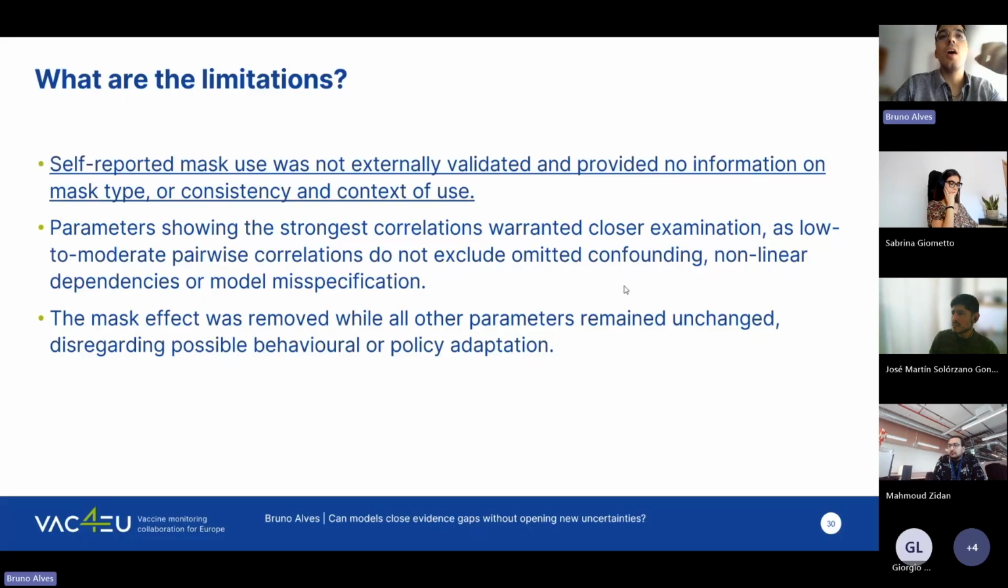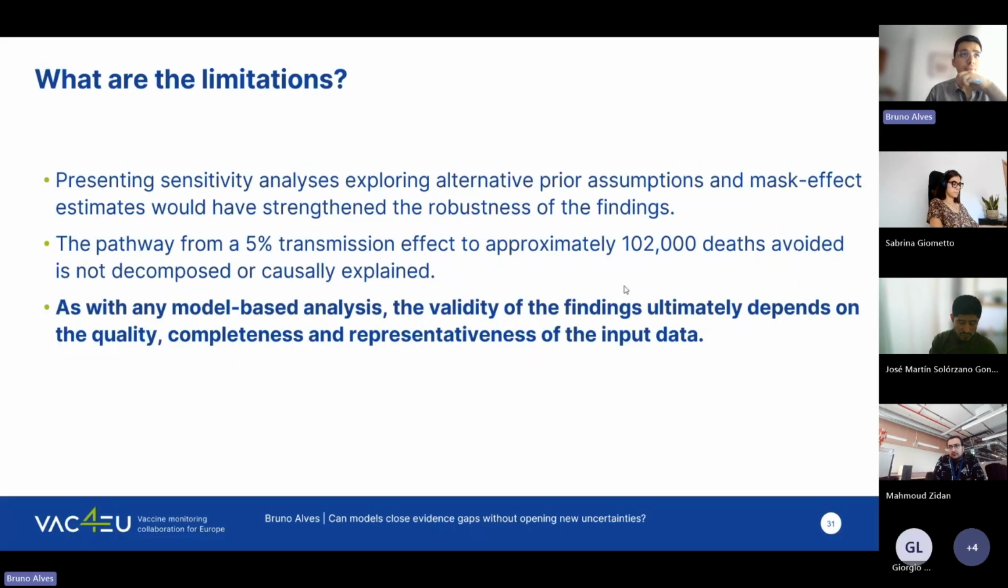One strong limitation for me is the fact that for the model where the mask effect was removed, all the other parameters remain unchanged, which I don't believe would be true. For instance, in an alternative world where we did not use masks at all during the pandemic, maybe we would have had different policies in place, such as more confinement, or different behaviors. Maybe we would not have gone outside at all if we had not used masks, so the parameters would have needed to change because of this.